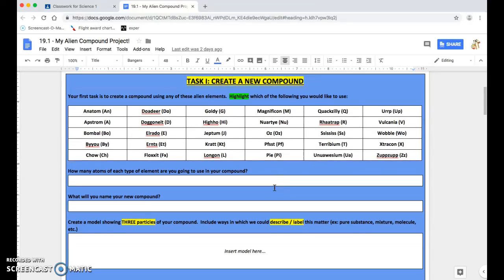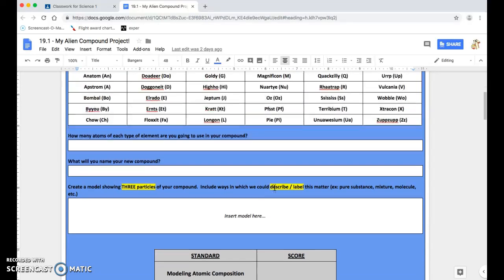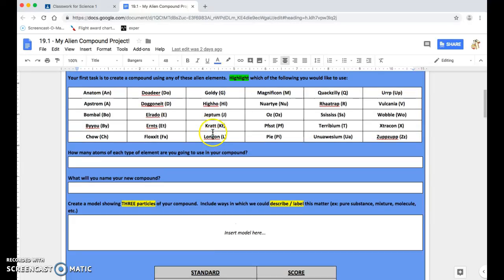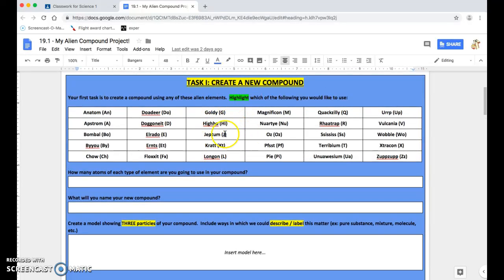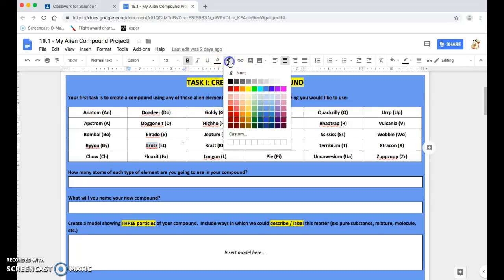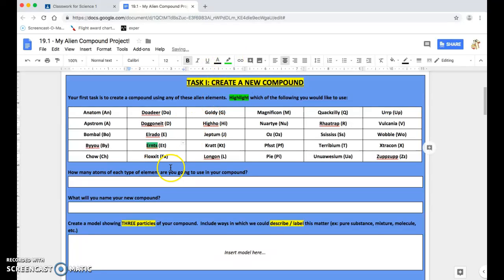So under task 1, there are quite a few little parts. The first is you got to select the atoms that you would like, or the different elements that you would like. Just highlight them. If you wanted to use Ernst, just highlight it, and that lets us know that that's what you want to use for your particular elements, or for your compound.